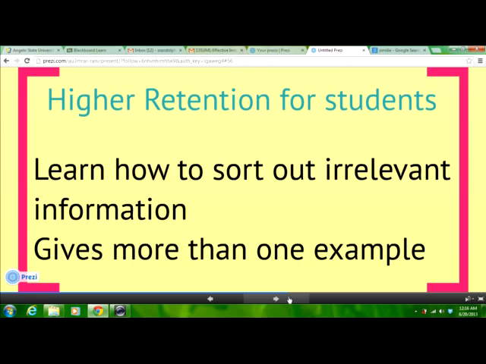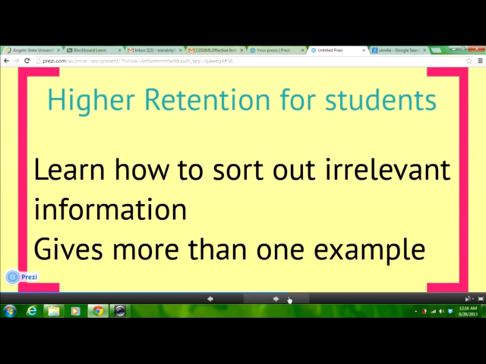All of a sudden they're going to be picking up on the keywords, which is a really important skill, not only to have in education but also in day-to-day life. So ultimately it allows students to have higher retention. Not only does it do that because it helps them sort out their relevant information, it also gives them more than one example. They have to think of their own examples. They listen to their classmates' examples.